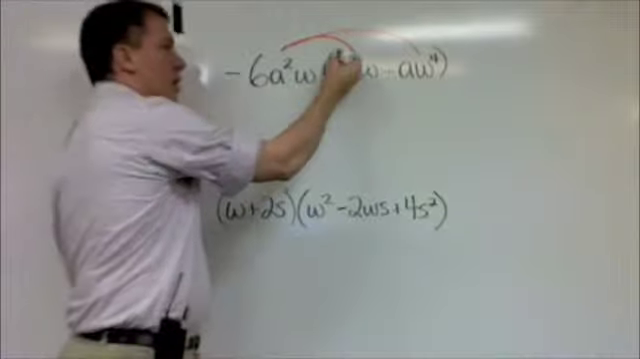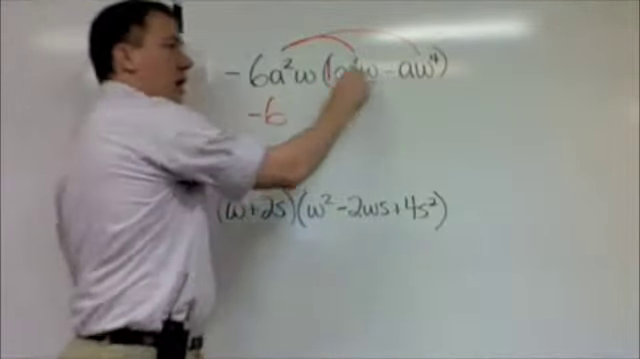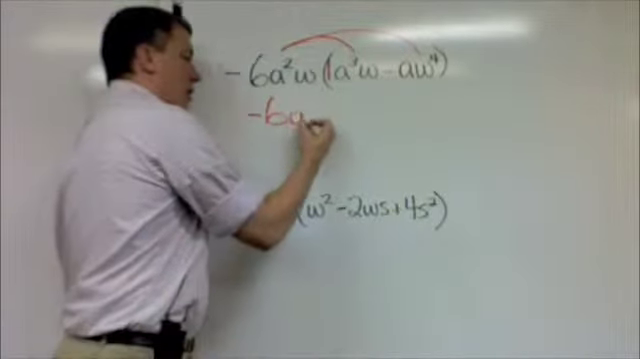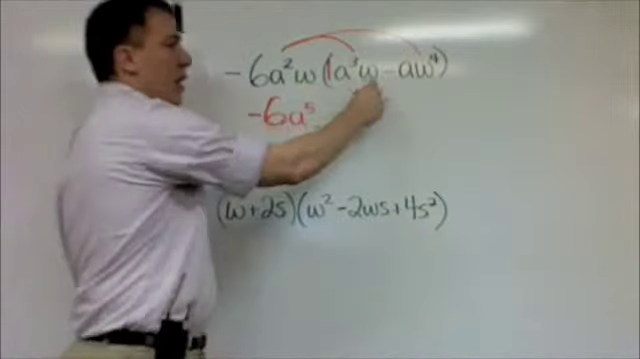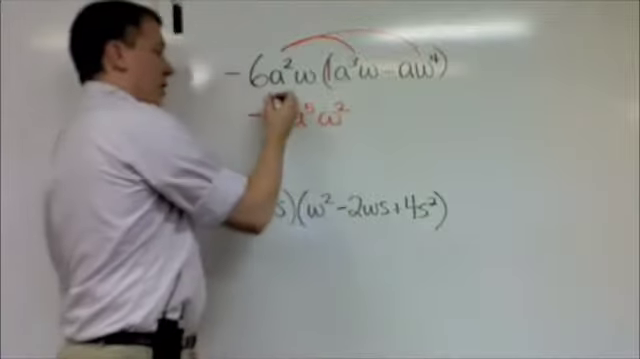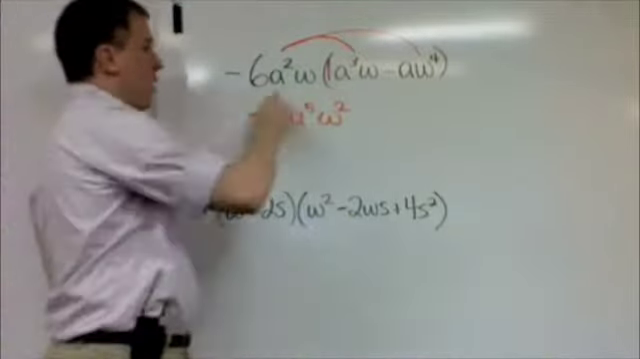-6 times 1. Well, that's -6. A squared times A cubed. Again, add the exponents. A to the 5th. W times W is W squared, adding exponents. Okay, so that's the first part. I've already done that. Now let's do the next one.